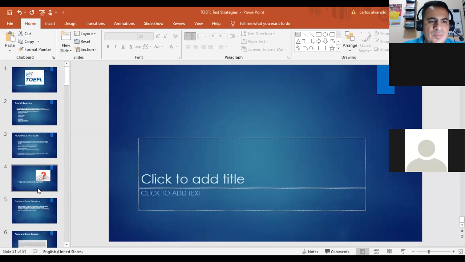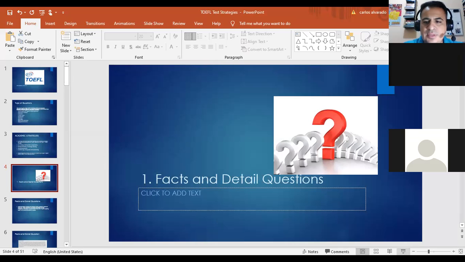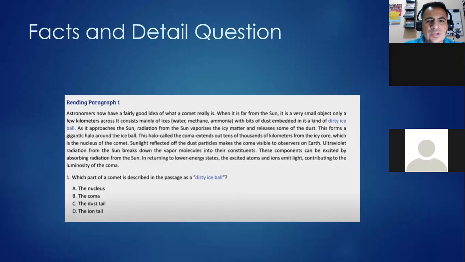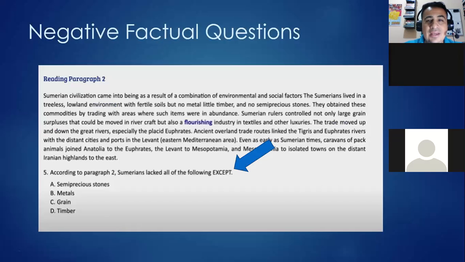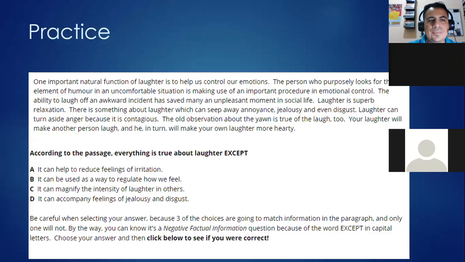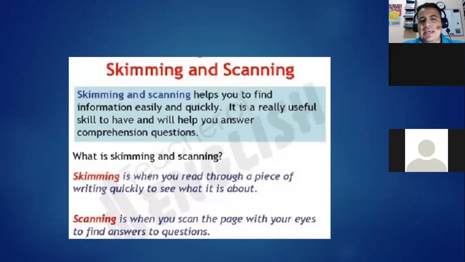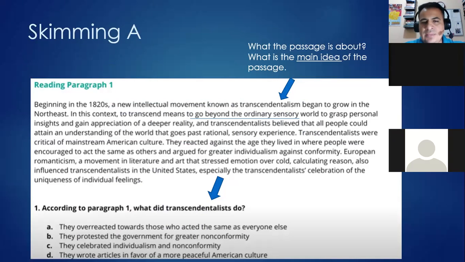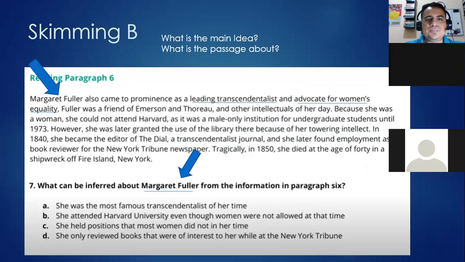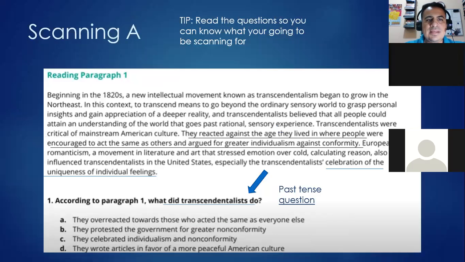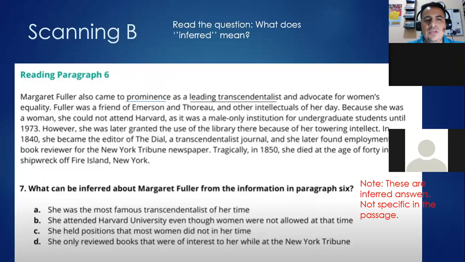All right, very good. So hemos visto factual and detailed questions. Let me make it bigger. All right, hemos visto factual questions, right? Hemos visto también negative factual questions, right? Remember, they have the word accept or they have the word not, okay? And then we have skimming and scanning, aprendimos esa herramienta, skimming and scanning. We learned that tool. Okay, skimming is looking for the main idea and scanning is looking for more detailed information. Usually numbers, dates, time, things like that. Okay, very good. Examples of skimming. Vimos también examples of scanning, okay? Normally we're looking for, and to do the scanning, you have to read the question first, right?